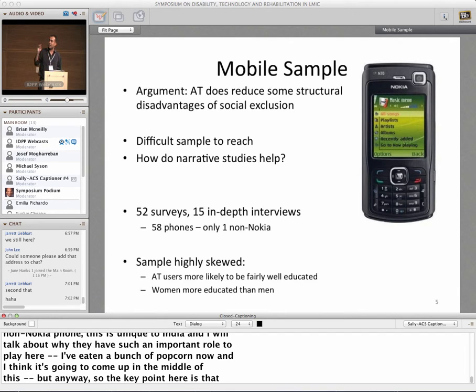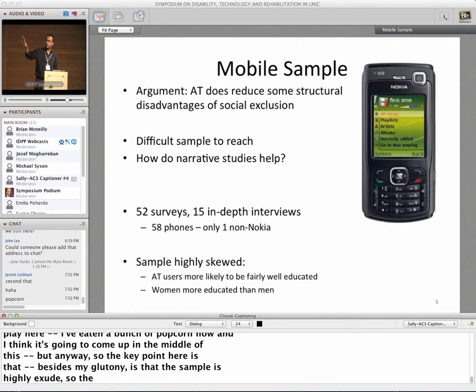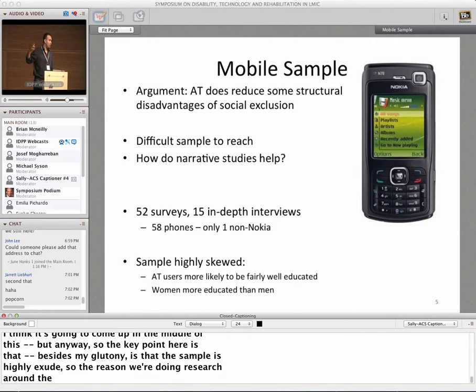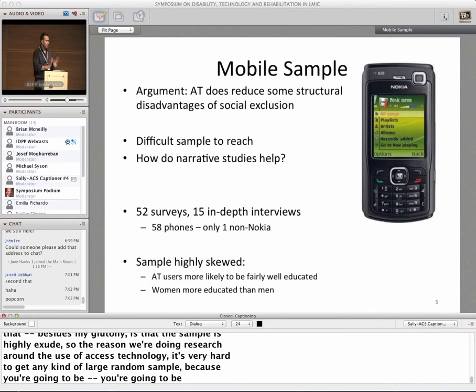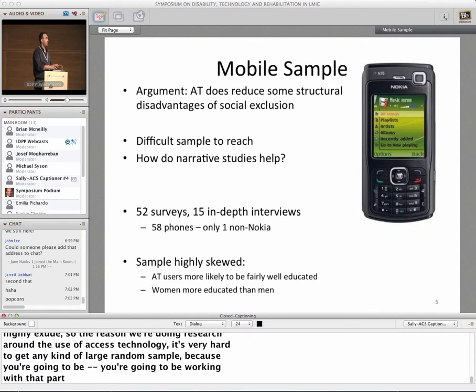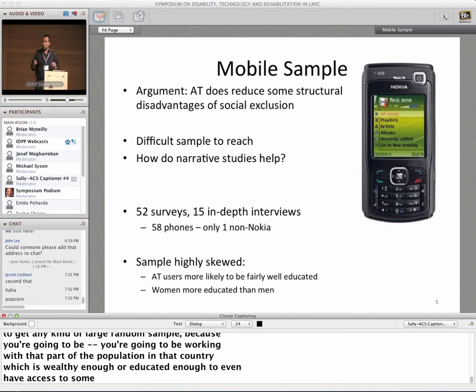besides my gluttony, the sample we have is highly skewed. An issue with doing research around the use of access technology is that it's very hard to get any kind of large random sample, right? Because you're going to be working with that part of the population in that country which is wealthy enough or educated enough to even have access to some form of assistive technology. So really a lot of the studies that we do are done by snowballing. We find one person, then we contact a number of other people through them.